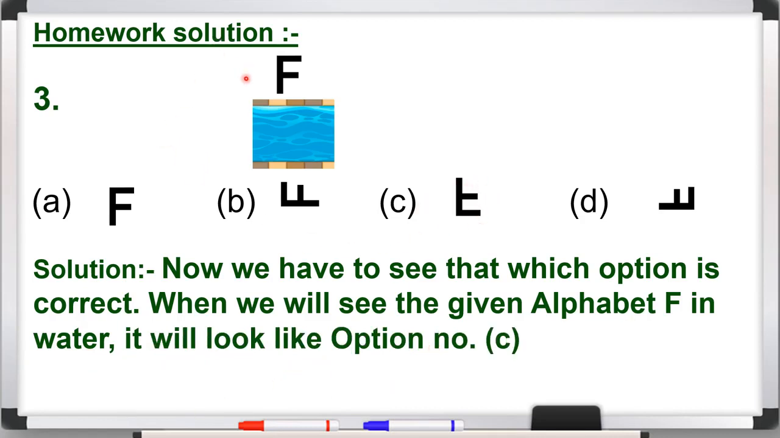So let's see. यहाँ पर हम देखते हैं बेटा F जो है हमें इस तरह से नजर आएगा. ठीक है. Yes. So option C is correct. So we'll write here answer option C is correct.